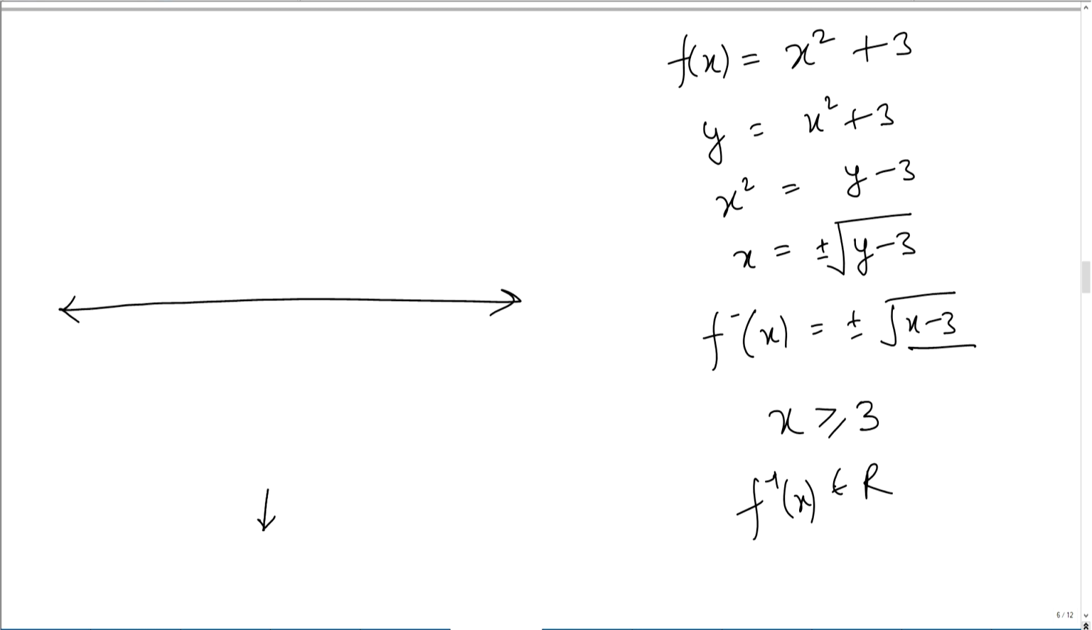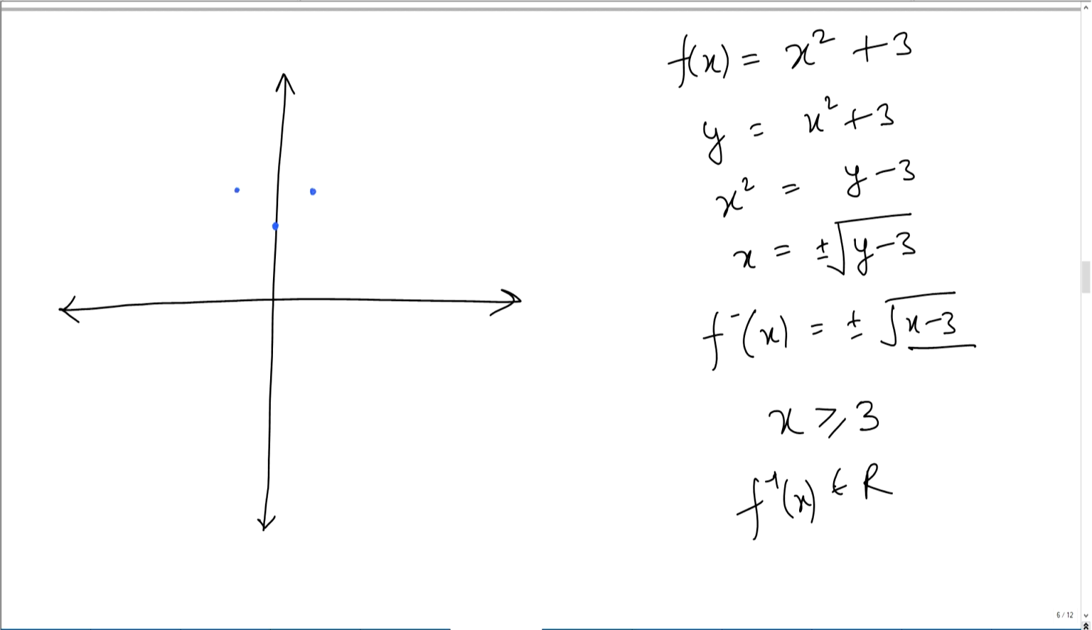This is xy plane. I will draw the graph of the original function using blue. It's x squared plus 3. At x equals 0, the value of y is 3. If x is 1, y is 4. If x is minus 1, y is 4.